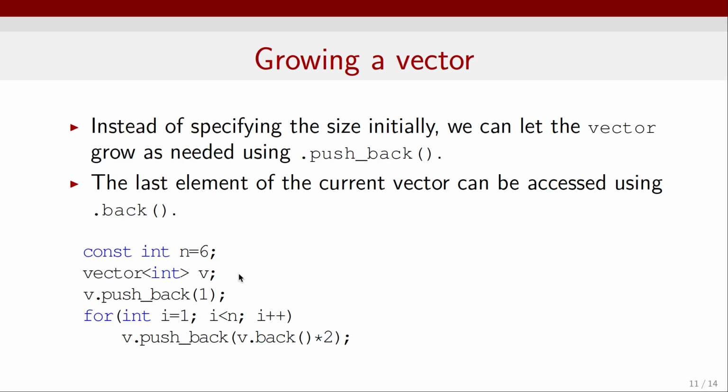Then if I want to add more elements, I can do that using this for loop. So I can say for int i equals 1, up to i lower than n, and i goes to i plus 1, or i++. And then I want each element to be twice the previous one. So to do that, I can say v.push_back, and then I can put the element that I want to add inside the parentheses here.